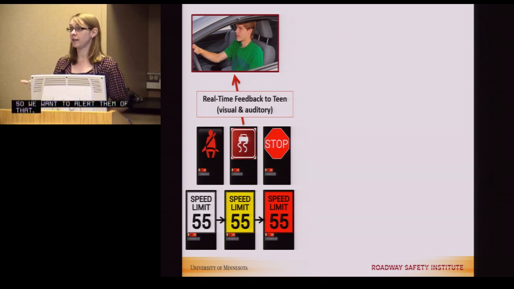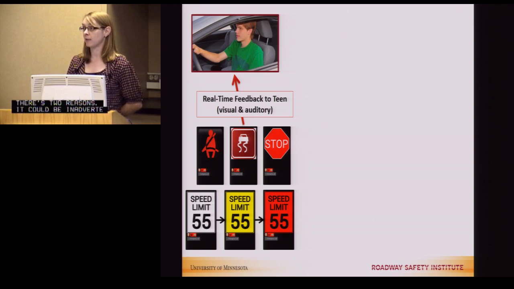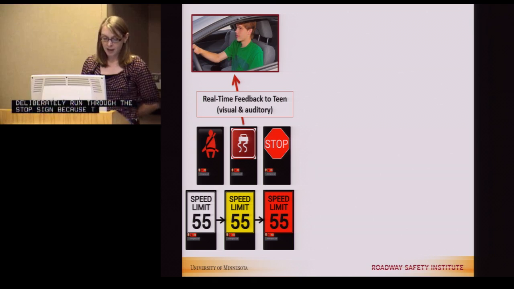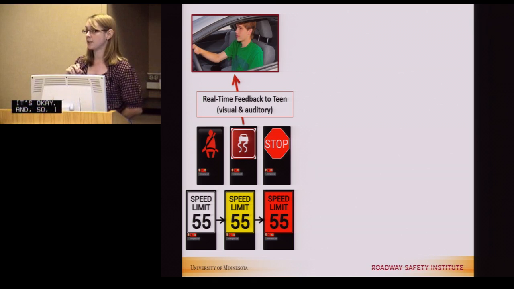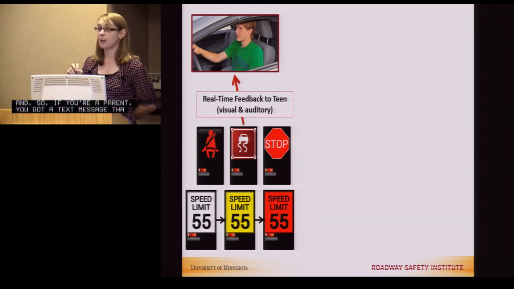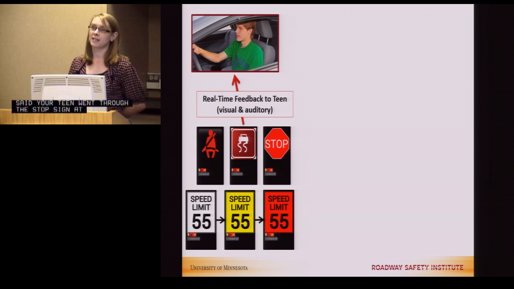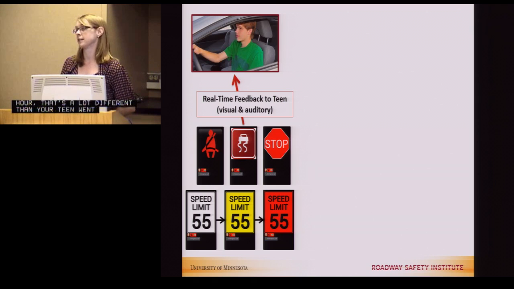There's two reasons. It could be inadvertent. They didn't see the stop sign and they ran through it. Or it's people who deliberately run through the stop sign because they think it's okay. And if you're a parent and you got a text message that said your teen went through the stop sign at 30 miles per hour, that's a lot different than your teen went through the stop sign at like 6 miles per hour.